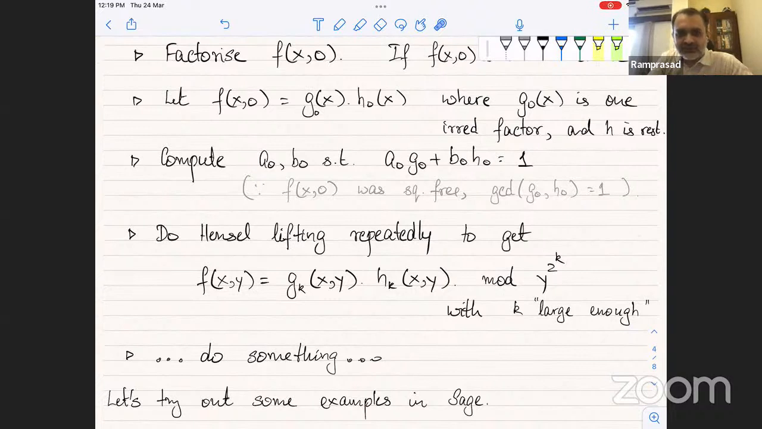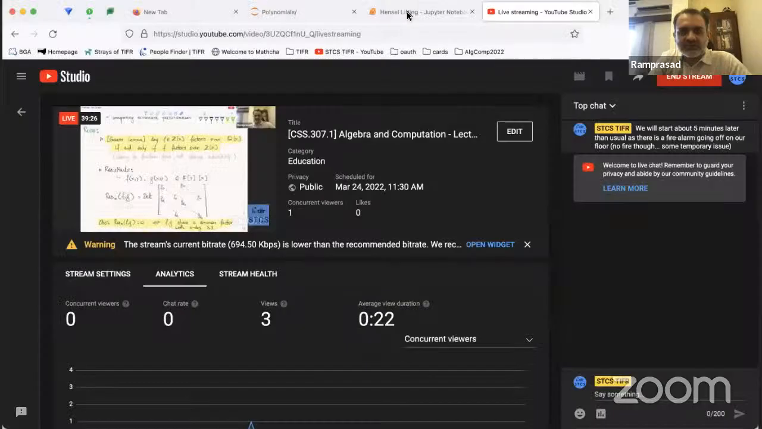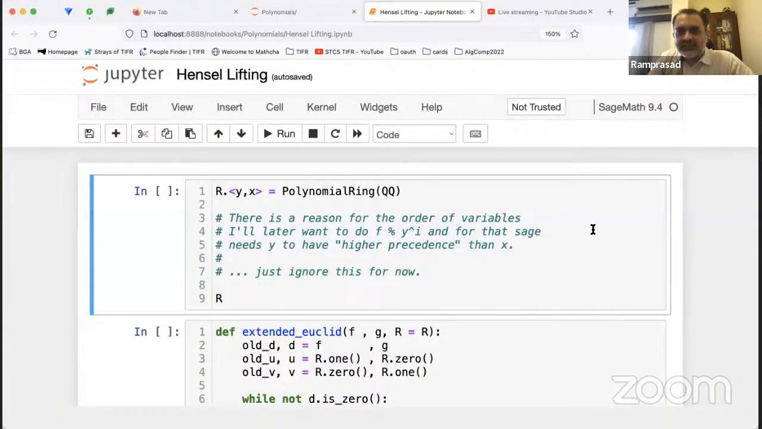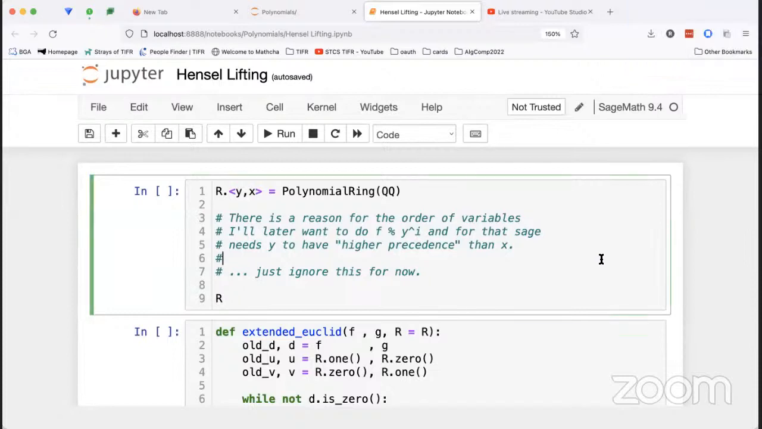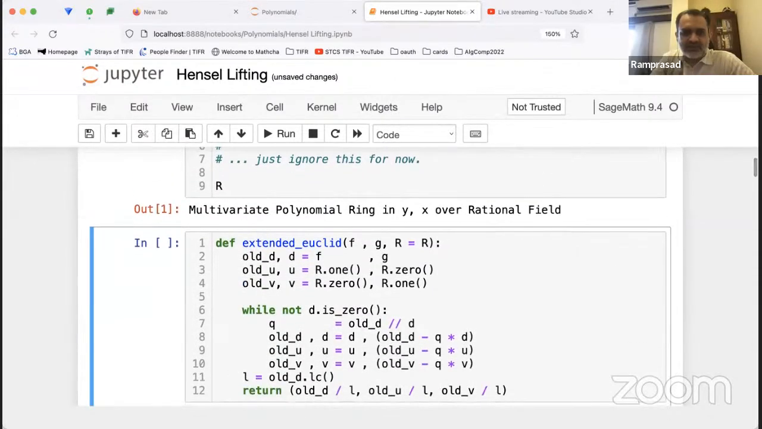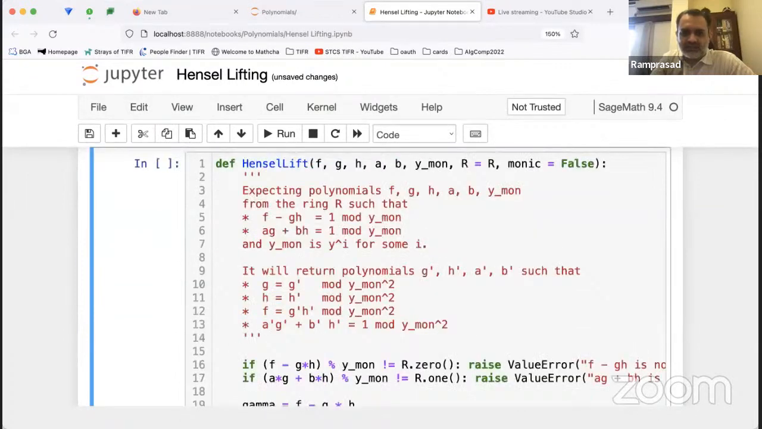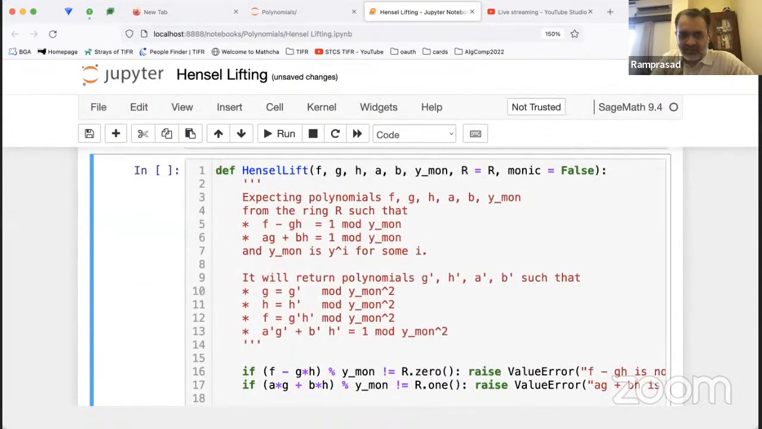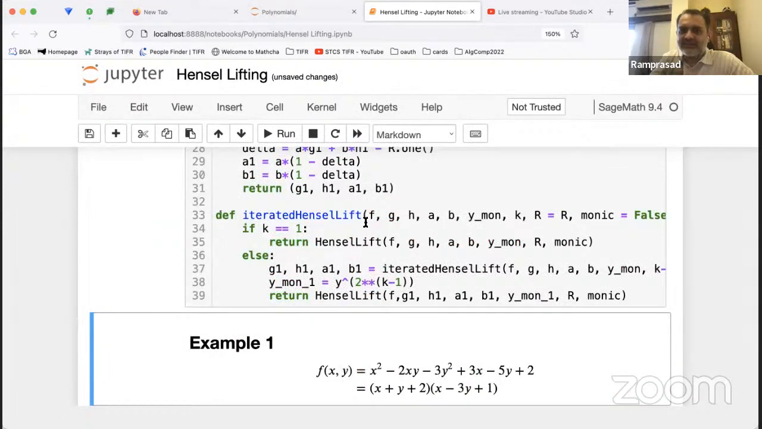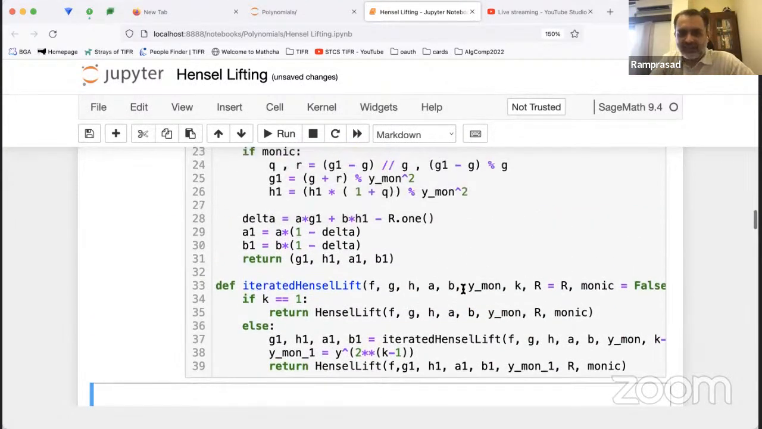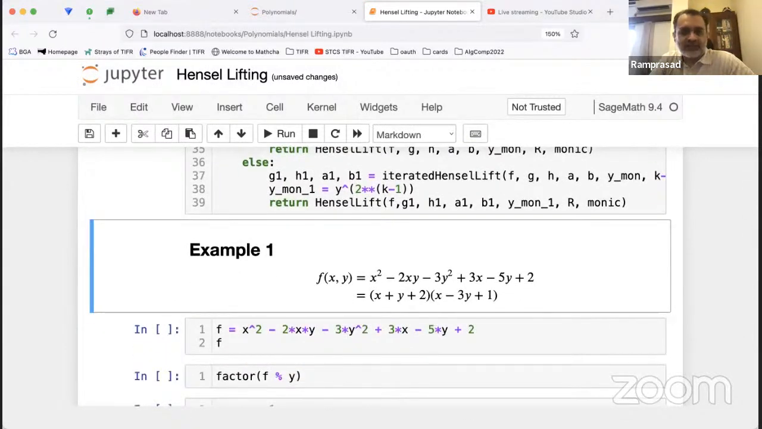I'm going to show you some Sage code to see. Is the browser, the Sage thing, visible? Yeah, okay, good. So I'm just building a polynomial ring in two variables, and this is the Hensel lifting algorithm. I also have this iterated Hensel lift so that I can do this multiple times. If I want to do this k times, I just feed in a suitable parameter k. So let's take up a couple of examples.